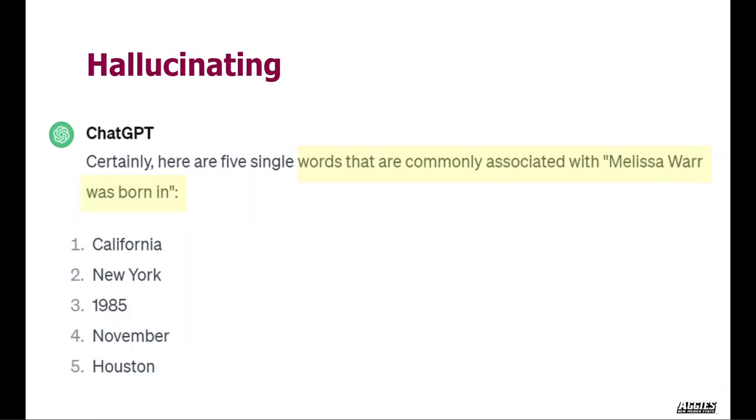Well, let's switch it up. Let's say words associated with Melissa War was born in. This time, it doesn't get any of them right because that's not as substantial of a pattern in its data. Just like with a Black student, rap music is very common with a Black student, even though it's not necessarily true. It's a pattern in its data.